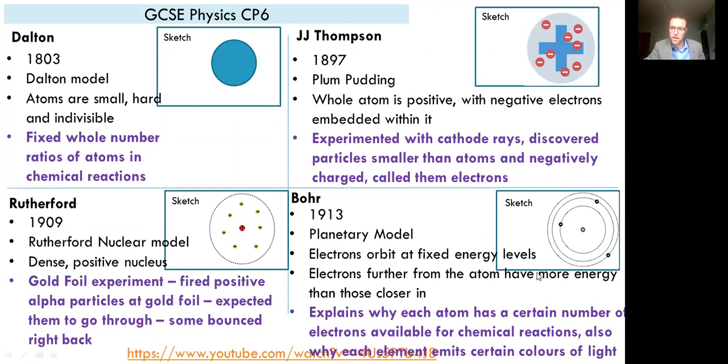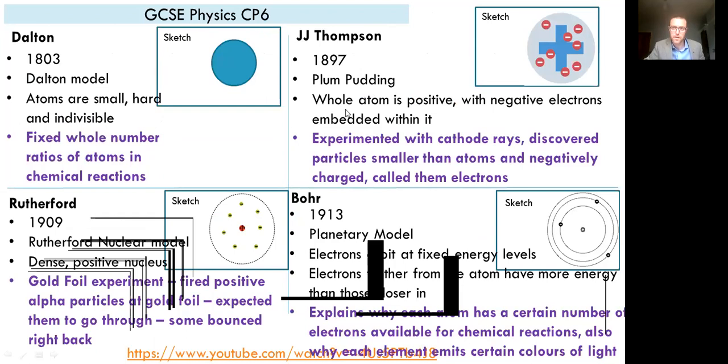J.J. Thomson in 1897 came up with the plum pudding model, where the whole atom is positive, but it has negative electrons embedded within it. And he got that from experiments with cathode rays. He discovered particles smaller than atoms, which were negatively charged, and he called those electrons, which he put in his model.